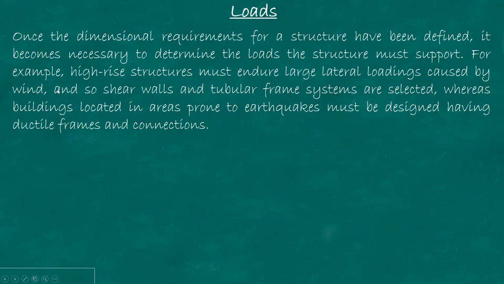For example, high-rise structures must endure large lateral loadings caused by wind, and so shear walls and tubular frame systems are selected. Whereas buildings located in areas prone to earthquakes must be designed having ductile frames and connections. Steel is ductile, so in case of an earthquake it can swing, flexible.